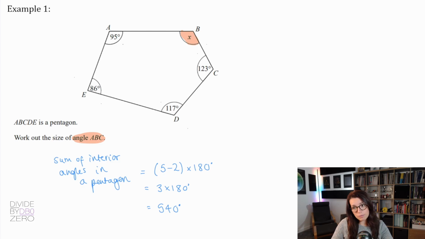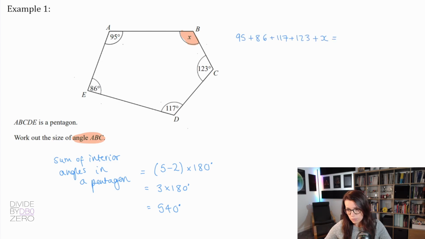We already have some of the angles inside the pentagon. So if we set that up as an equation, we could say if you add them all up, including the x that we don't know, they should equal 540. Now if you add those numbers together, you'll get 421. Then in order to find out what x is, all you need to do is 540 take away 421. And that will give you 119 degrees.